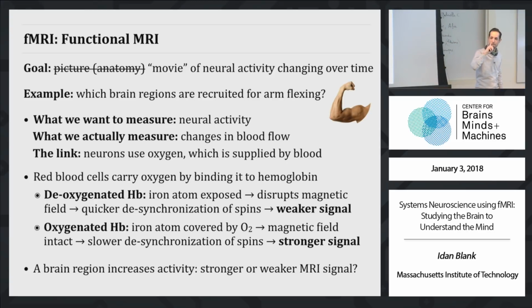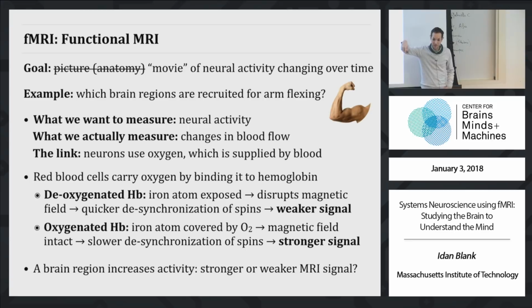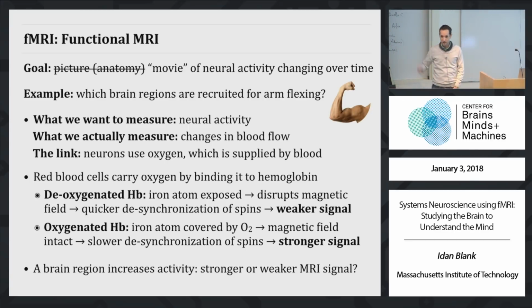Well, the brain is going to need more oxygen, so the hemoglobin will get rid of the oxygen faster, so the iron will be exposed more. So that's the opposite claim, right? If neurons are using the oxygen, then we have less oxygenated hemoglobin around that region, because all of that oxygen is being used by the neurons. And so we'll get a weaker signal. And so which one is true? It ends up being the case that you get a stronger signal.